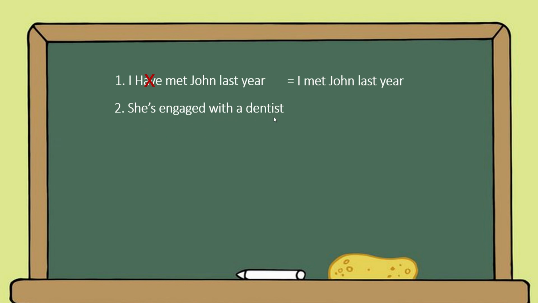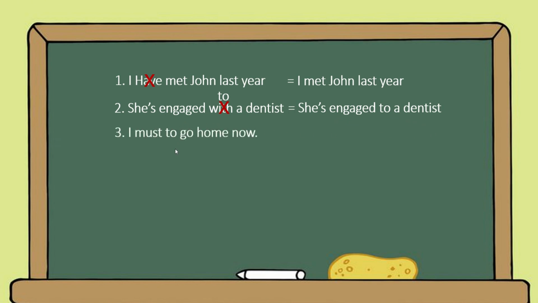Number 2, she's engaged with a dentist. Any guess? Any idea where the error is? So the error is here, the with. It's the wrong preposition, okay? The preposition should be she's engaged to a dentist, alright? We actually say she's engaged to, married to, alright? So here the problem is the preposition. And the correct sentence here should be she's engaged to a dentist.